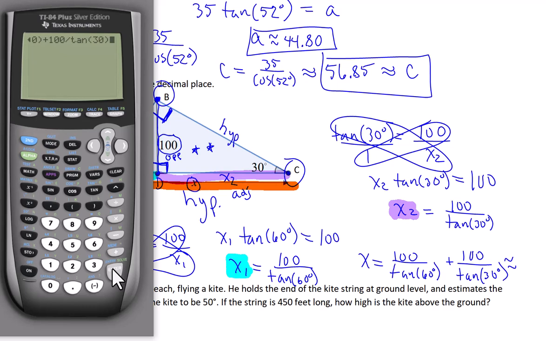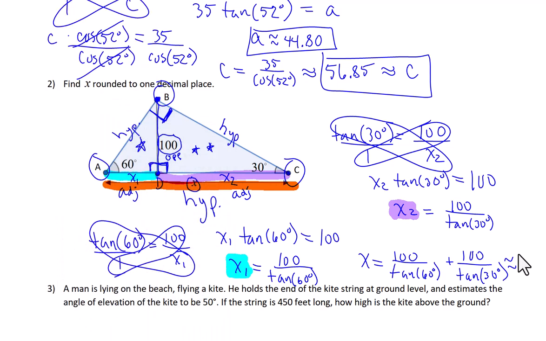If I hit enter now, it should follow order of operations correctly and spit out 230.9401077. Or since the instructions said to round to one decimal place, we'll just call that 230.9. So we'll go ahead and write that in, 230.9.